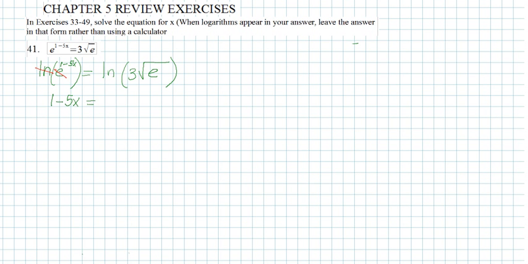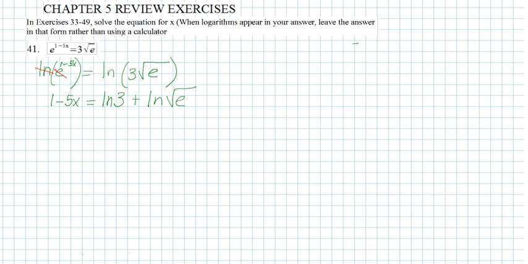Okay, here I have a product. 3 is multiplying a square root of e. When you have a product and a logarithm of a product, you can actually expand this by taking the logarithm of each factor and then adding a plus sign. So I can do this. The natural logarithm of 3 plus the natural logarithm of square root of e.